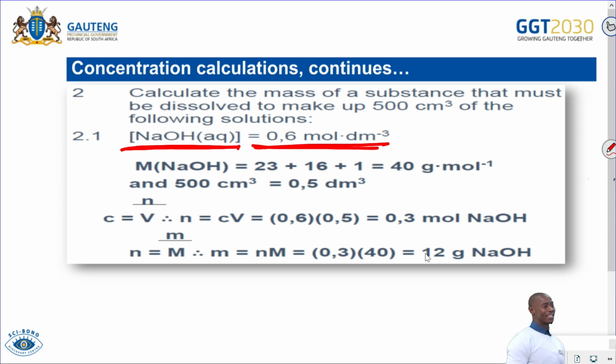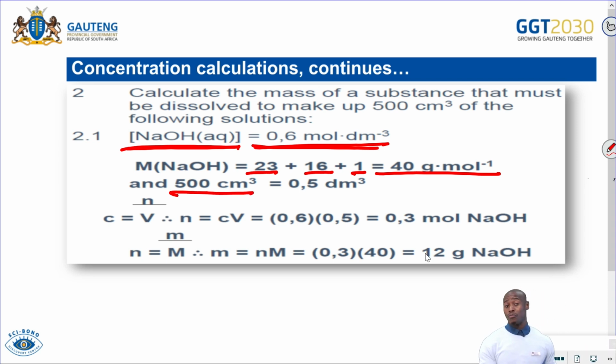Then the first thing that I did here was to calculate the molar mass, which I think all of us were aware of how to calculate. So sodium is 23, that is the relative atomic mass of sodium, and then oxygen is 16, and hydrogen is 1. So 23 plus 16 plus 1 is 40 grams per mole. Then the volume is 500 cubic centimeters. Remember, the volume should be in cubic decimeters.